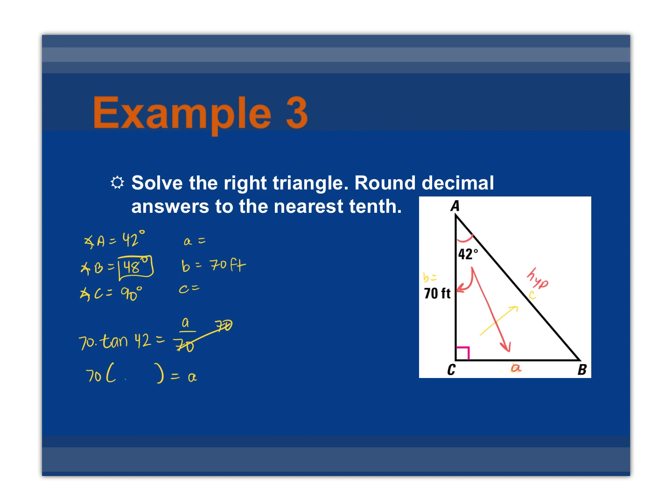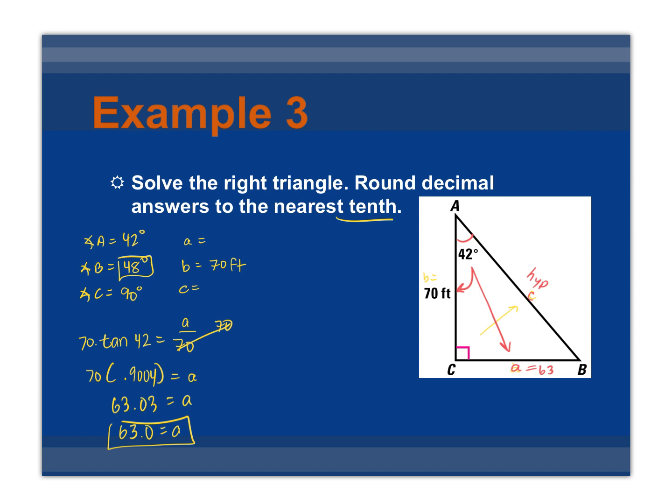Tangent of 42 is 0.9004. When I multiply that by 70, I get 63.03 equals a. It tells me the nearest tenth, so 63.0 equals a. So it's 63 units long. So a is 63. And I do have that now, and I can utilize that to help me find little c, which is the hypotenuse.